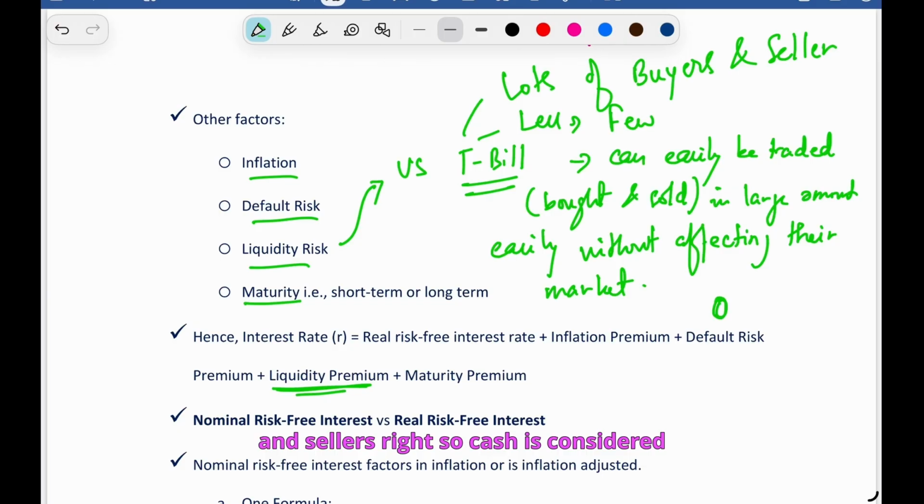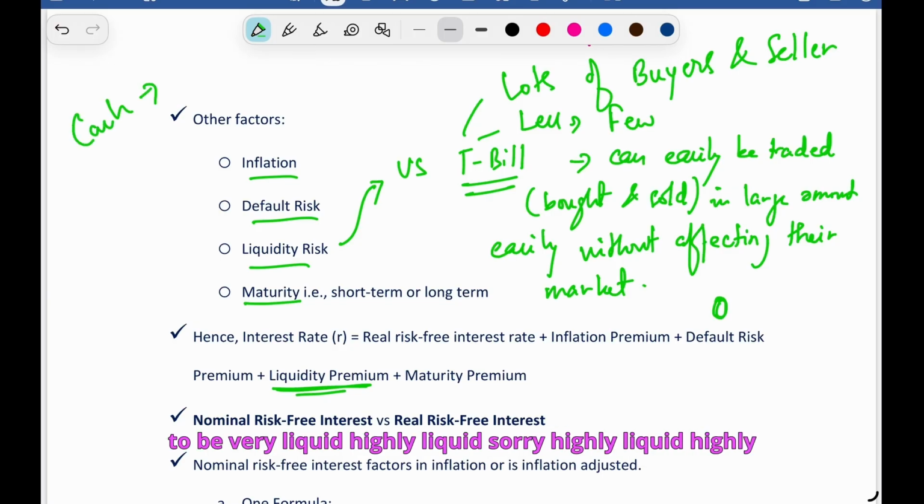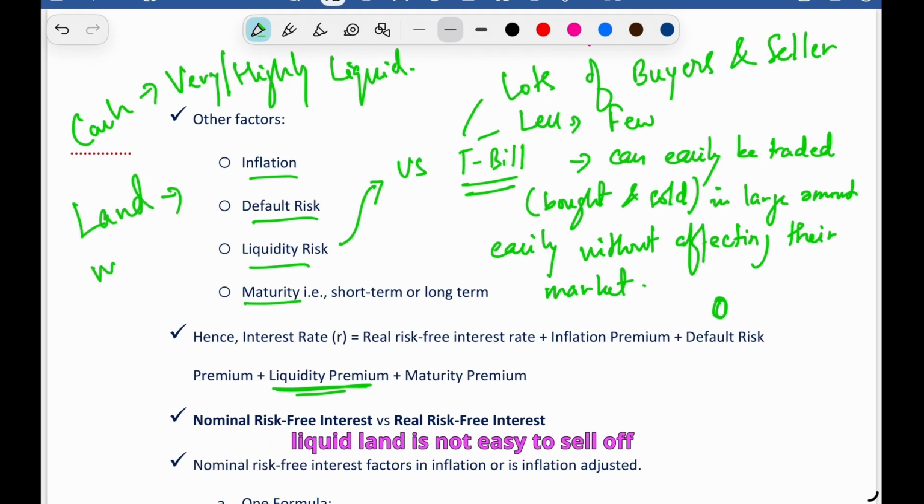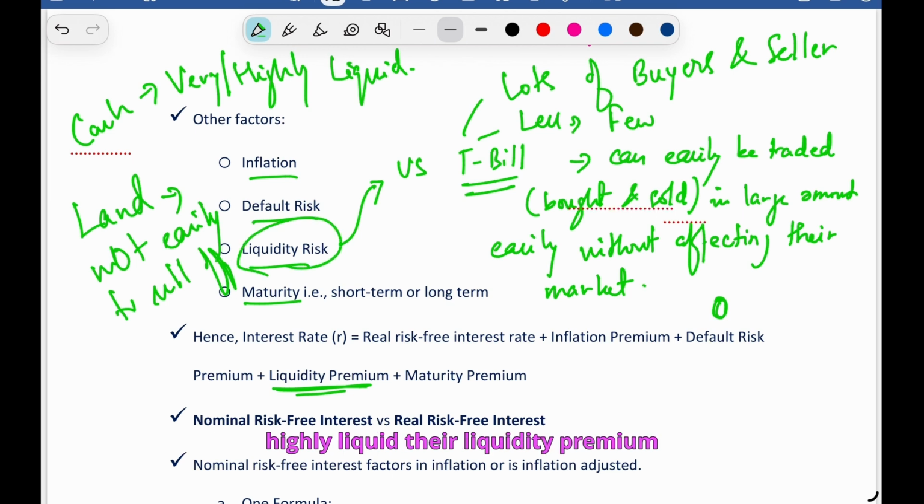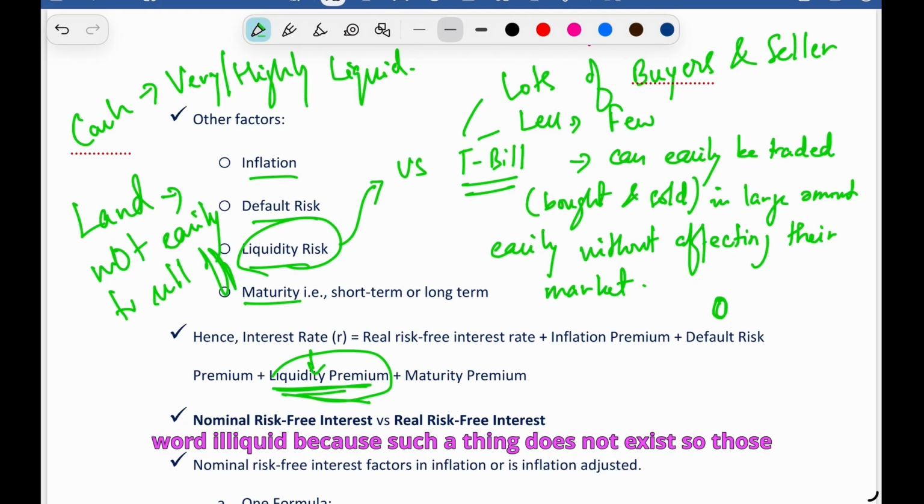Right. So cash is considered to be highly liquid. Land is not easy to sell off, right? So it is less liquid. Those products which are highly liquid, their liquidity premium will be less. Those products which are very less liquid, I will not use the word illiquid because such a thing does not exist, their liquidity premium will be high because you're not able to buy and sell it easily.